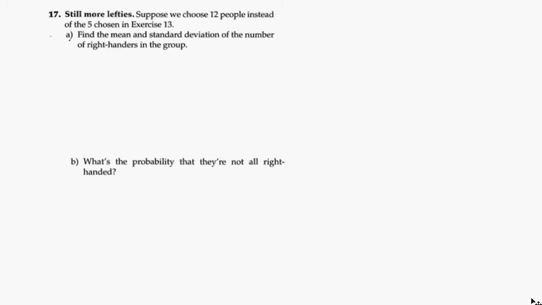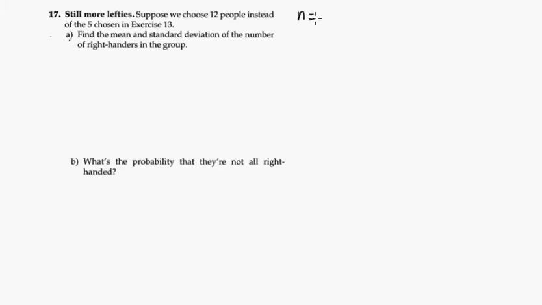This is problem 17 from chapter 17 of the textbook Stats: Modeling the World, 2nd edition. Problem 17 is actually a continuation of problem 13 with some differences. In problem 13 we were looking for left-handers. Now we're looking for right-handers. And instead of choosing 5 people at random, we're going to choose 12.